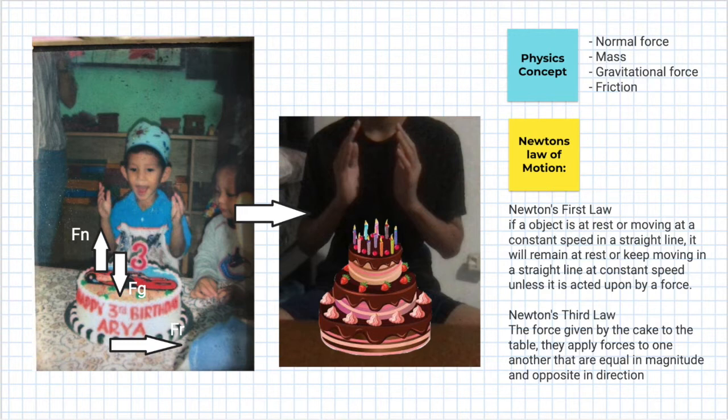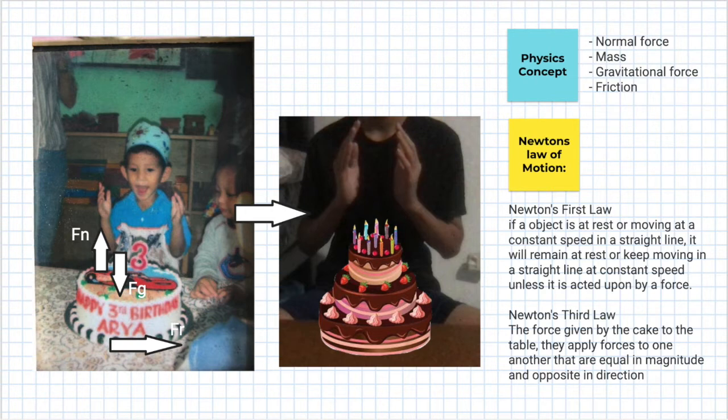The first one is Newton's first law. If an object is at rest or moving at a constant speed in a straight line, it will remain at rest or keep moving in a straight line at constant speed unless it is acted upon by a force. So in these photos, we can see there are no actions and the force will remain the same.